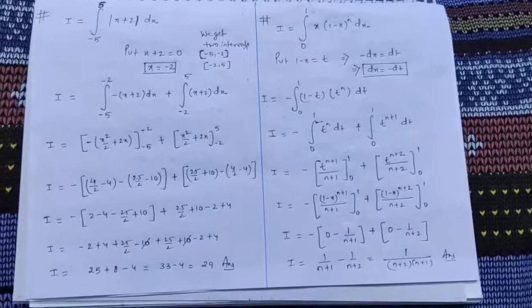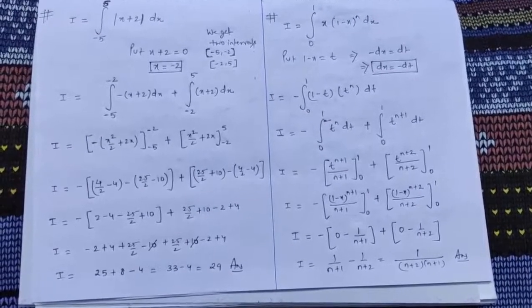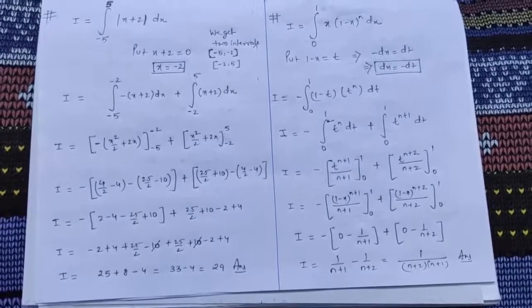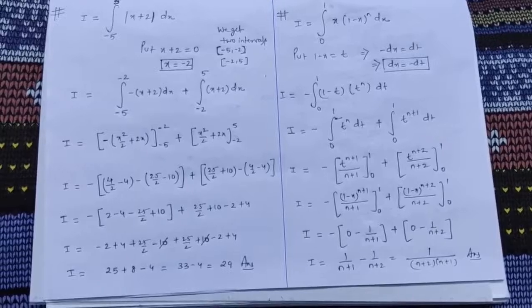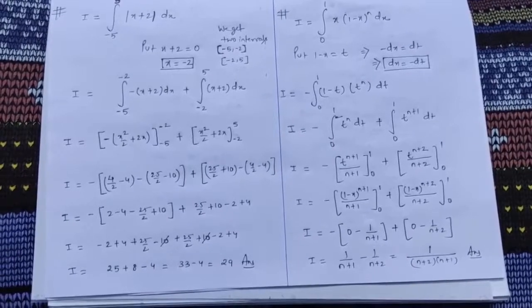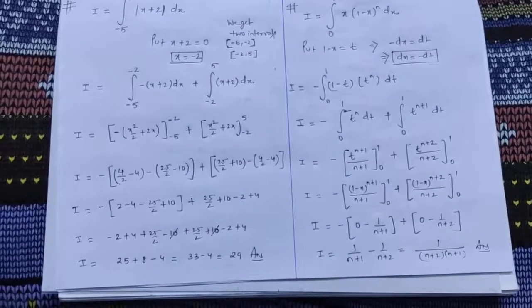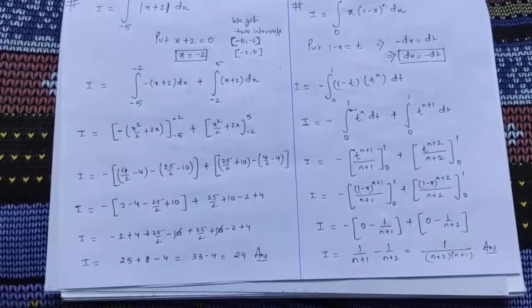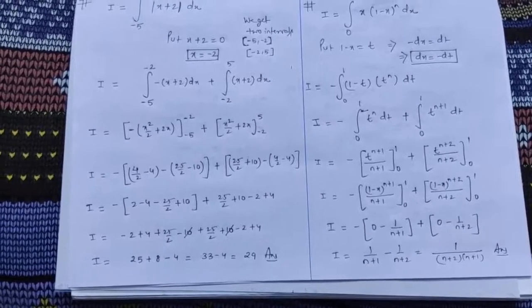Now in the third question, which is the integration of 0 to 1 of x multiplied by (1 minus x) whole to the power n dx. Applying the substitution method, put 1 minus x equal to t, which gives us minus dx is equal to dt. Then dx is equal to minus of dt.